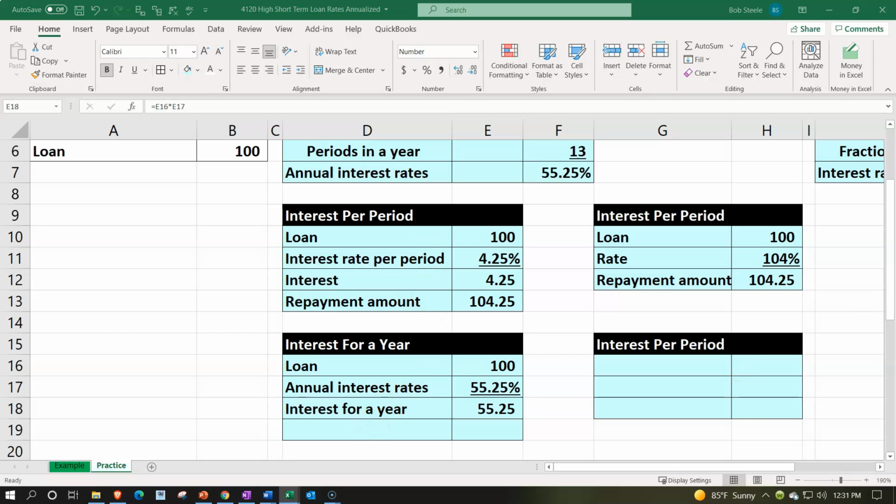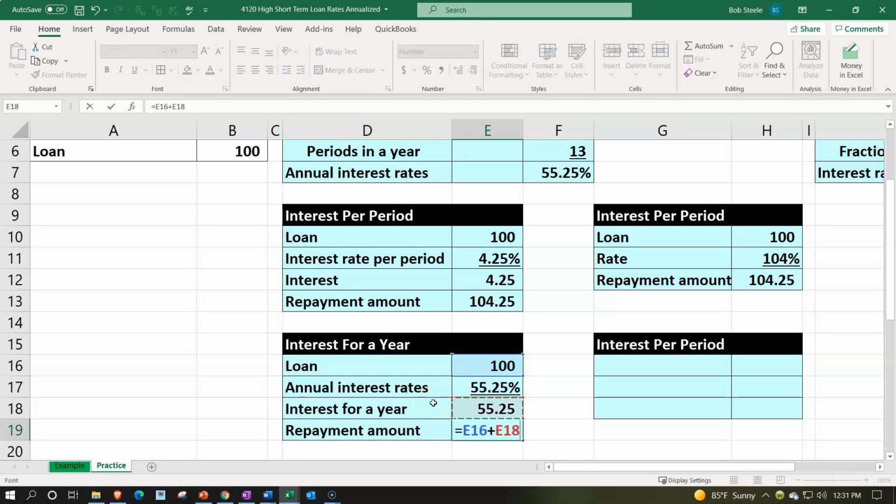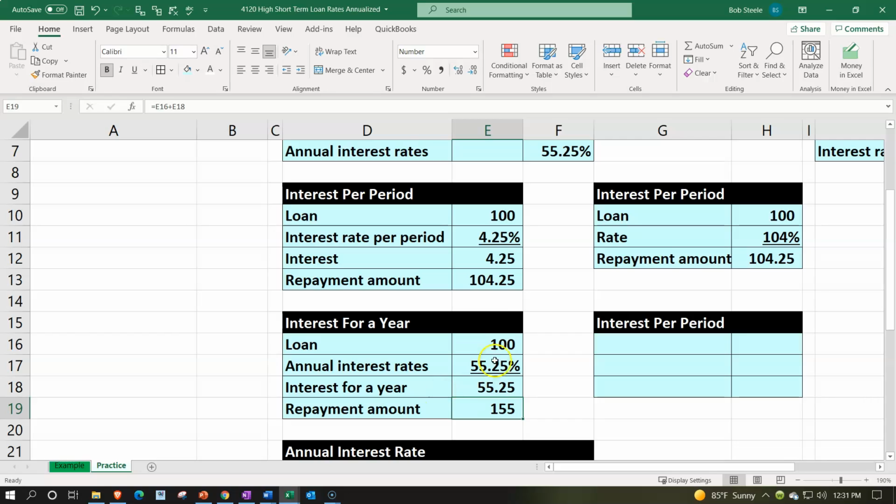And then we got the repayment of the loan, which, if it was for an entire year, would be 100 plus the 55.25. So as you think about longer terms, you would think that, obviously, that rate would be more and more ridiculous, right? If you think about a week-long loan or something like that, then it's kind of different.